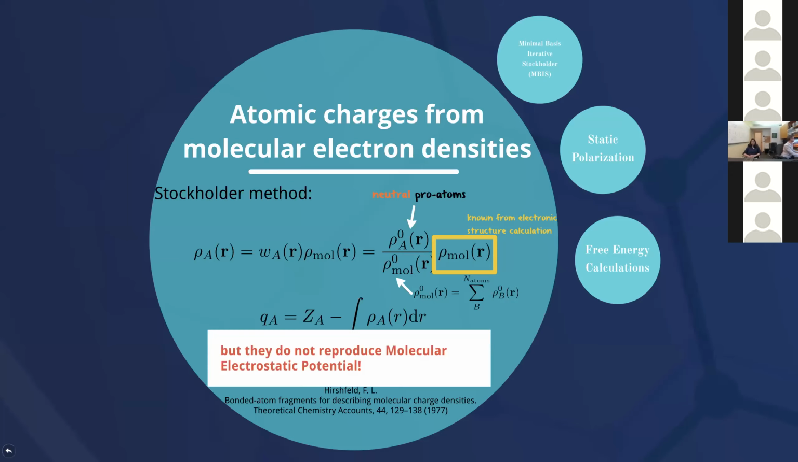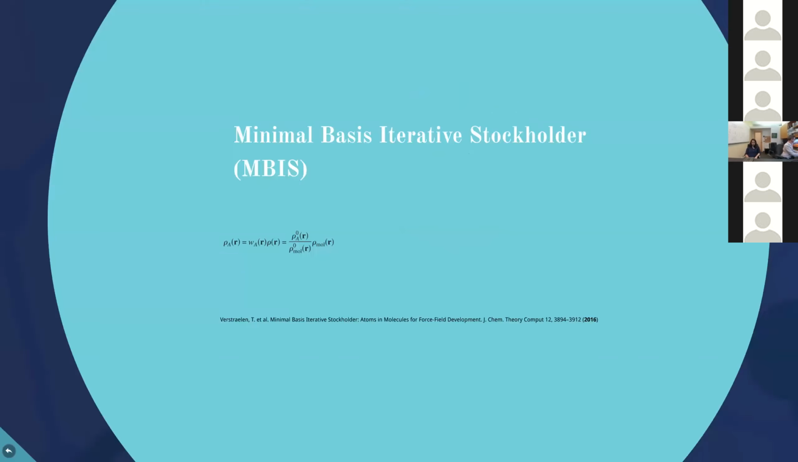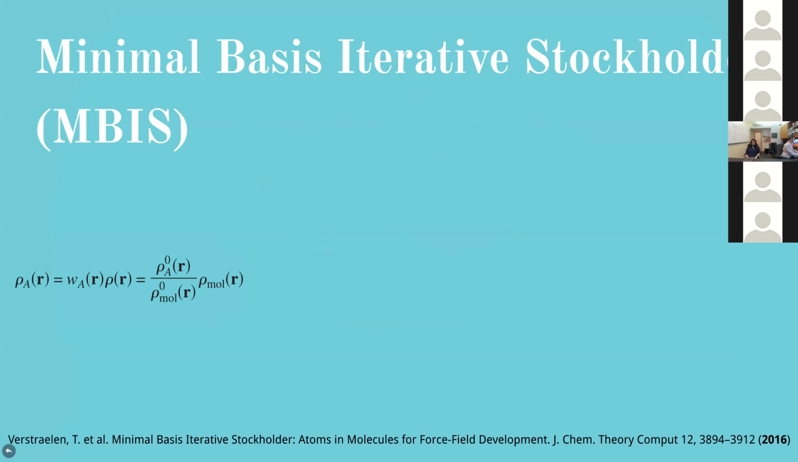That is quite old, as I said, 1977, and the problem with this method is that it does not reproduce the molecular electrostatic potential. You always get too low charges, so it's not really useful for force field development. So some years ago, in 2016, Verstraelen proposed what is called the minimal basis iterative Stockholder method.